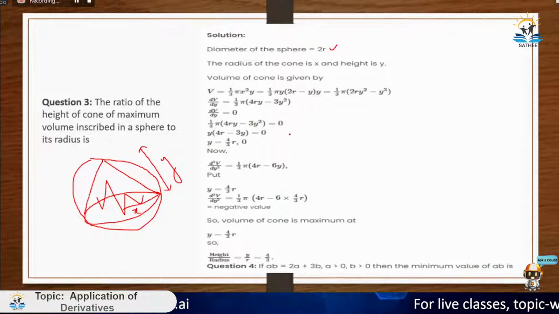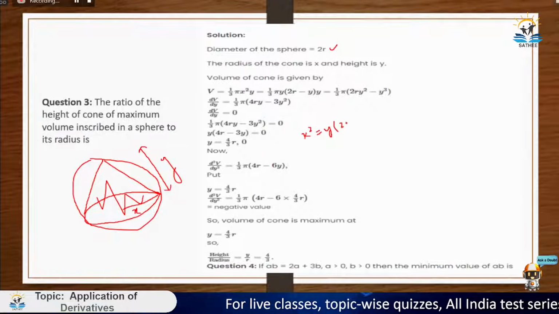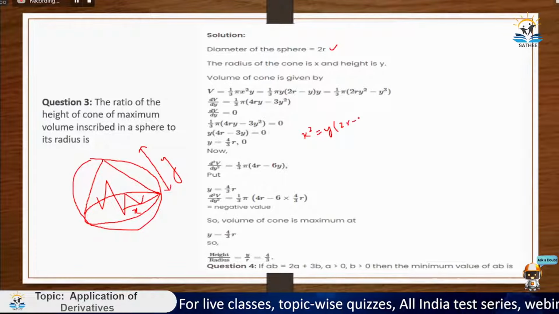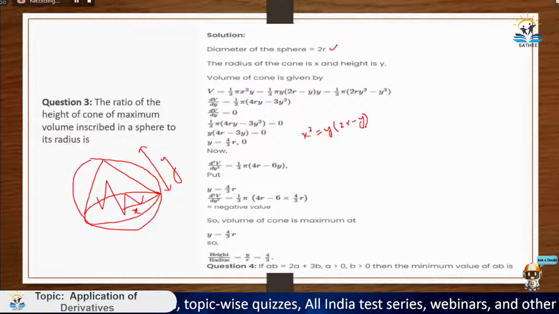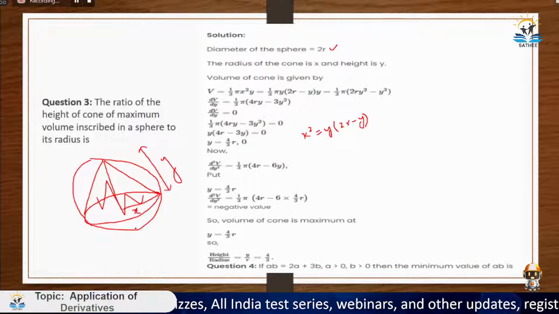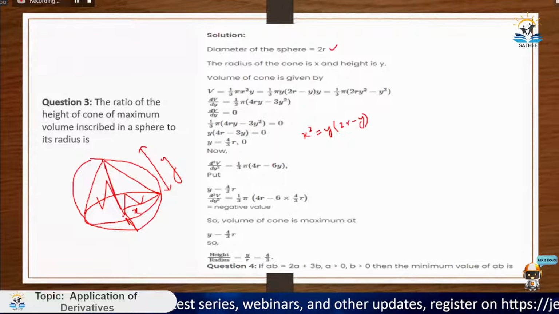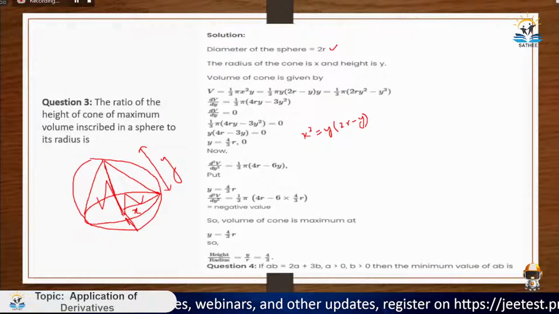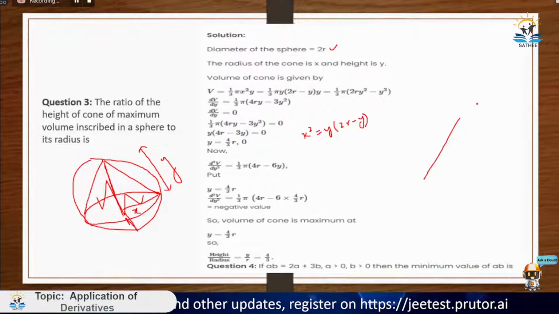So basically what I did here is I wrote x square equal to y times 2r minus y. Okay, so I wrote it equal to this thing. So 2r minus y is nothing but the difference of height, like this thing is 2r minus y and y is this thing. So y into 2r minus y is the entire radius.